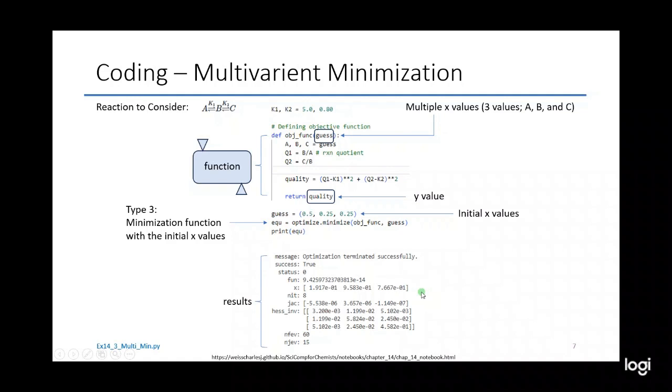In summary, it shows the minimum y value, which is the best quality value, and the corresponding x values, the A, B, and C concentrations.